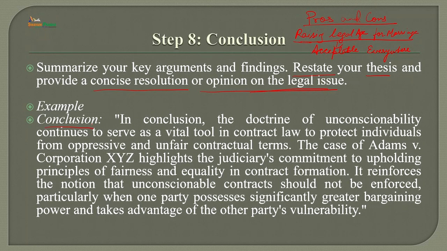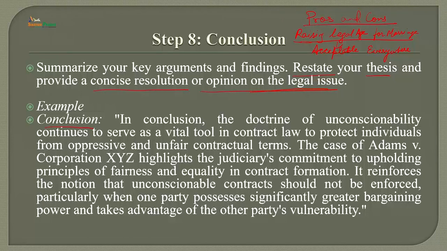So let's talk about this conclusion. Whatever paragraphs I have been using over here are basically fictitious, and I have referred to some book, and the references are also there on the last slide. In conclusion, the doctrine of unconscionability continues to serve as a vital tool in contract law to protect individuals from oppressive terms. So this is the gist. You can say it is the summary of your essay.